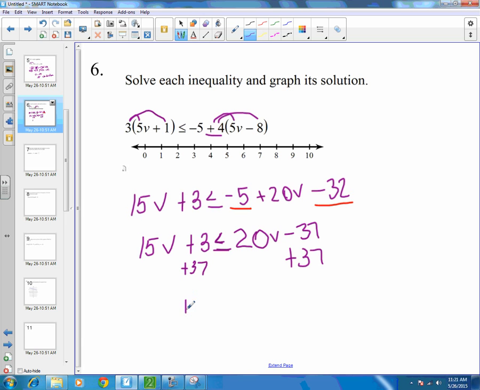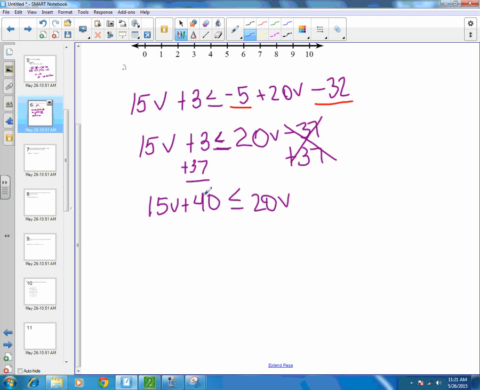3 plus 37 is positive 40. Bring down my 15v. Bring down my less than or equal to. Bring down my 20v. And -37 plus 37 cancels out, so that is gone. Then I need to combine my v's, so let's subtract 15v. This gives you 40 is less than or equal to 5v.